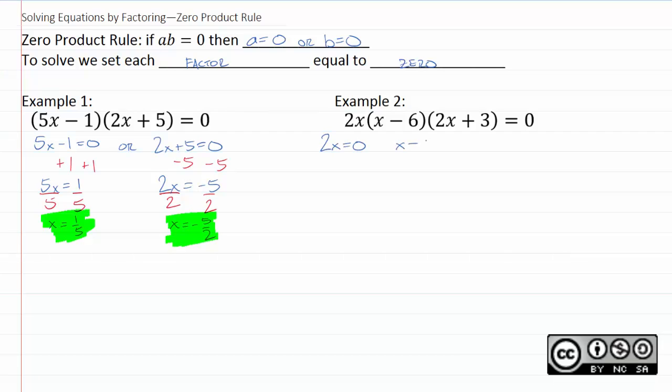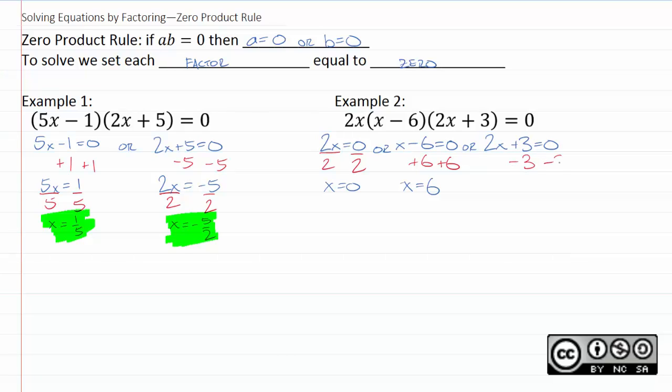For example 2, same exact idea, except now we technically have three branches. 2x equals 0, x minus 6 equals 0, or 2x plus 3 equals 0. Well, if 2x equals 0, we divide by 2, and x equals 0. If x minus 6 equals 0, I'll simply add 6 to both sides, and x equals 6. But here there are three possible answers. It could be 0 or 6, or what we get with this last factor.